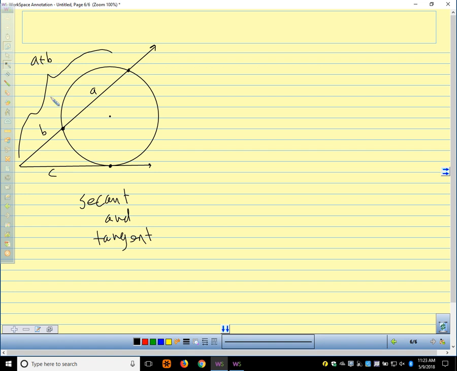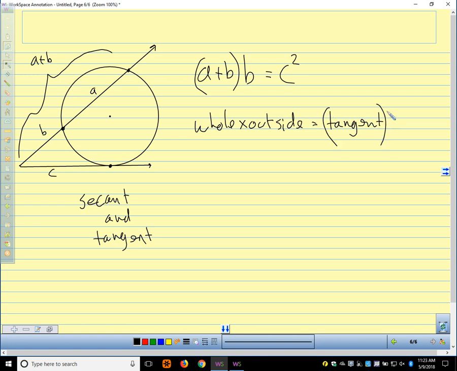So what we're going to say for this is a plus b times b, so just like before, the whole times the outside, equals, well, we only have an outside piece here, equals c squared. And the way I think of this one is the whole times the outside equals the tangent squared. And we could think of this as the whole times the outside, but the whole and the outside are the same. So it's c times c.